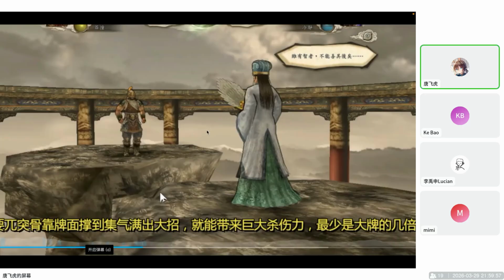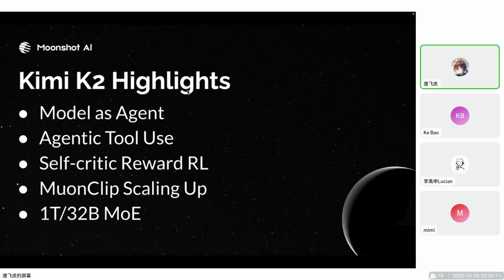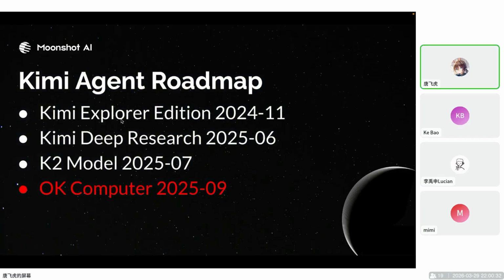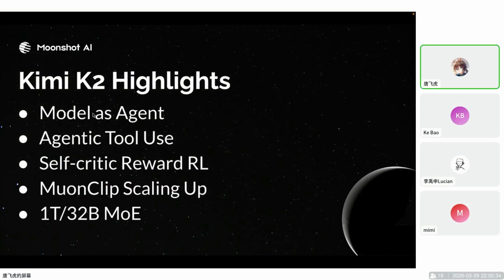If you play the game Three Kingdoms, you can see some of the heroes think before they use their tasks. So it's the same situation with the agent. So in Moonshot, we have Kimi K2 as a highlight. We claimed the model as an agent about half a year ago, and Kimi K2.5 is almost a sibling of the K2 model. So they share some similar design technology.